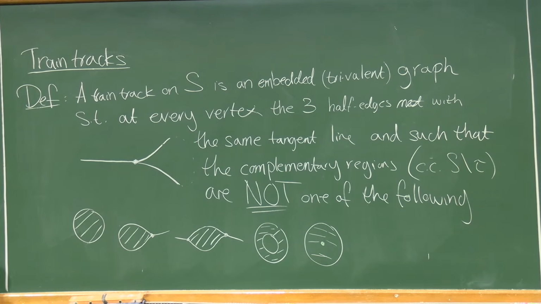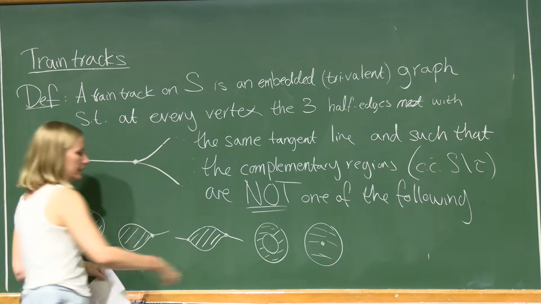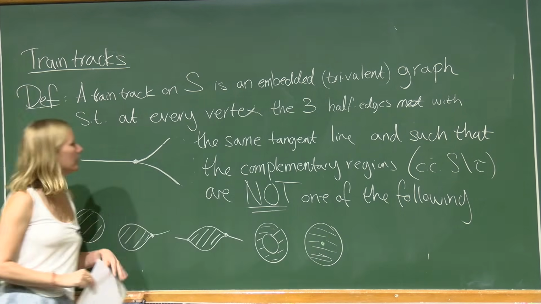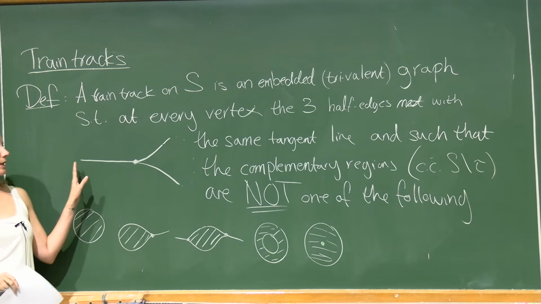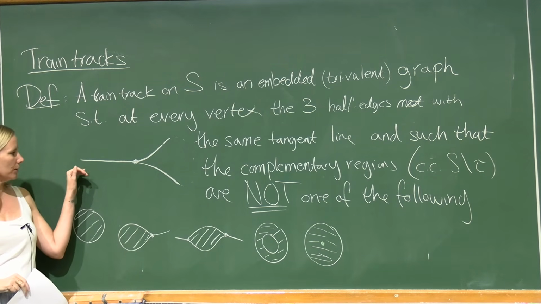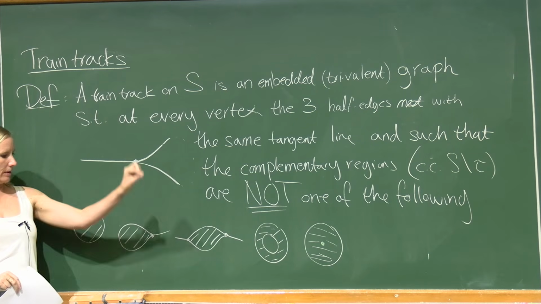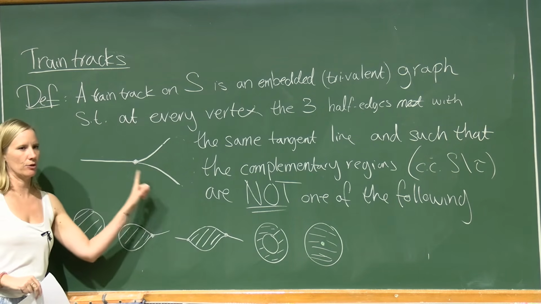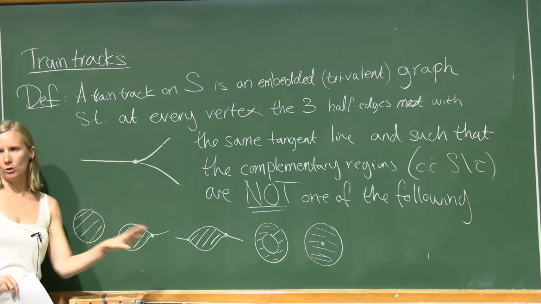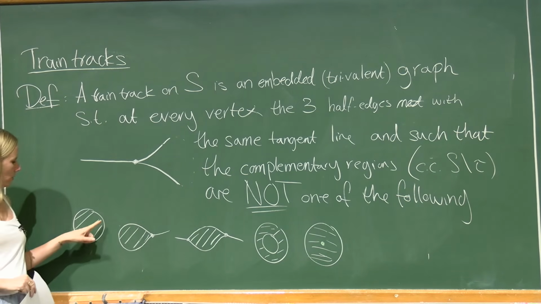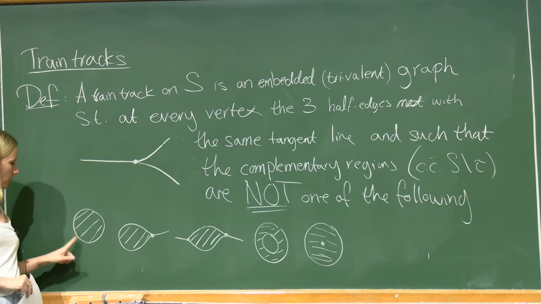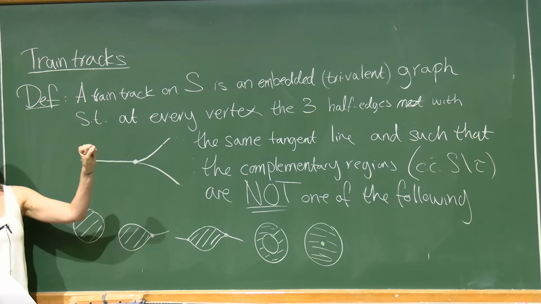Okay. Let me draw a picture of a bigger one. But let me just say why it is natural to delete these. Because what we're going to do is think about simple closed curves, for example, multicurves. By following around my train track, I'm going to create simple closed curves. And I don't want a simple closed curve that's just homotopic to a point.